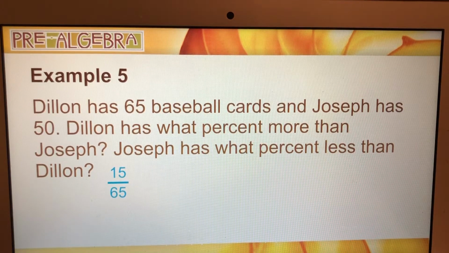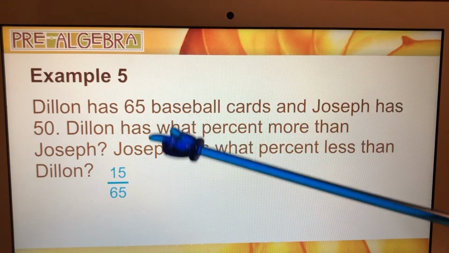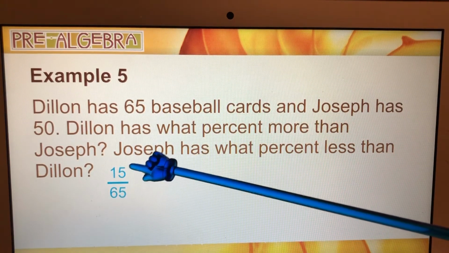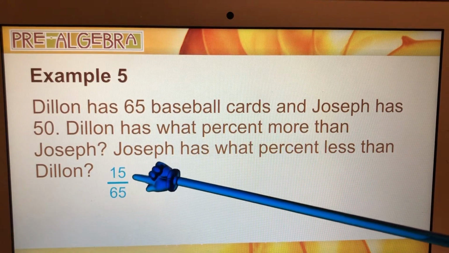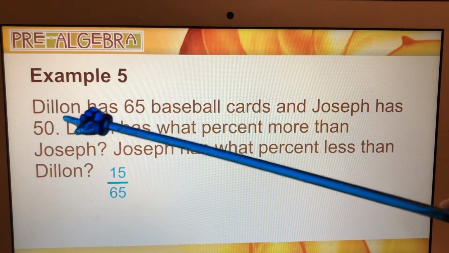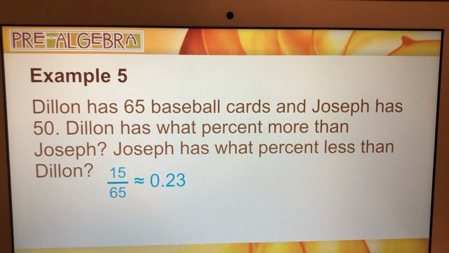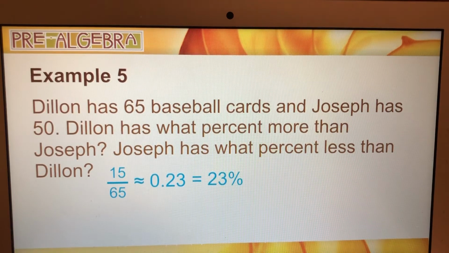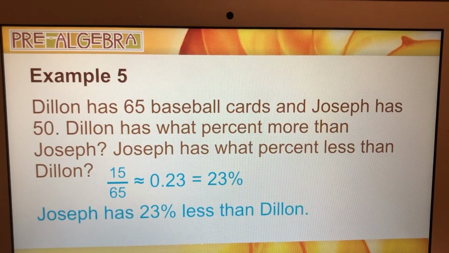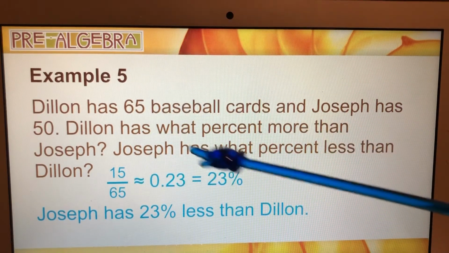Now, if we take Dylan's amount, I can put 15, the amount of change, over 65, because that's how many baseball cards Dylan has. Then that's going to give me approximately 0.23, and that would be 23%. So that means Joseph has 23% less than Dylan. Okay.